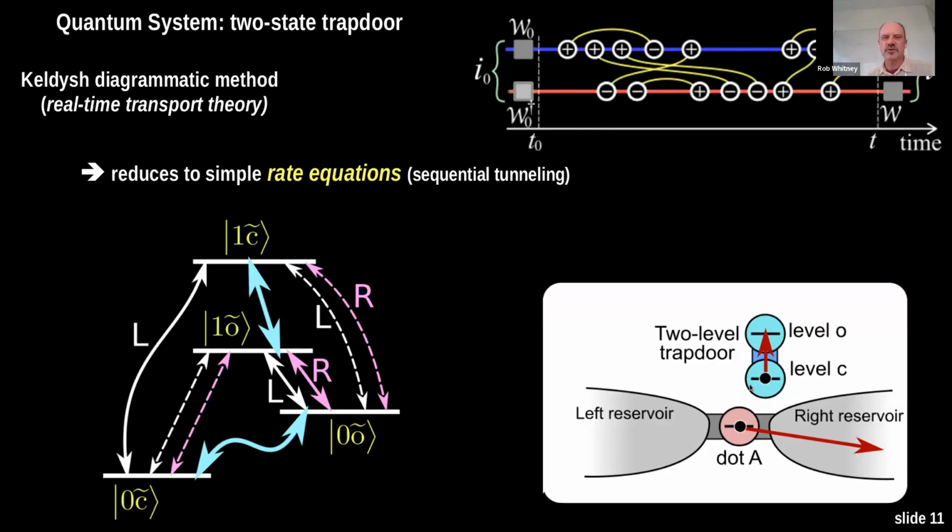Basically you have four possible states of this central system, with classical transition rates between them. So here are my four possible levels, and the white lines are transitions induced by a coupling to the left reservoir, the pink lines are coupling to the right reservoir, and the blue lines are couplings if you have a bath that allows the trapdoor to relax back to its ground state. If you don't have that bath, which you don't really need, those blue transitions aren't there.